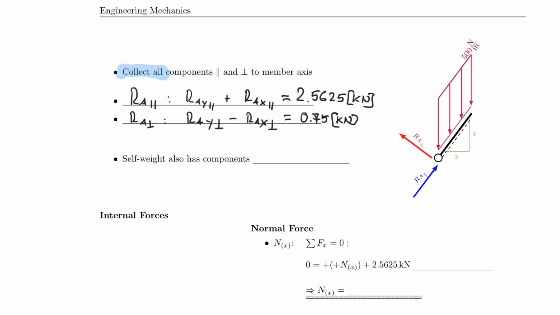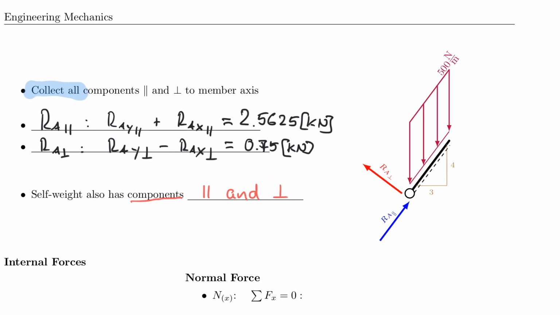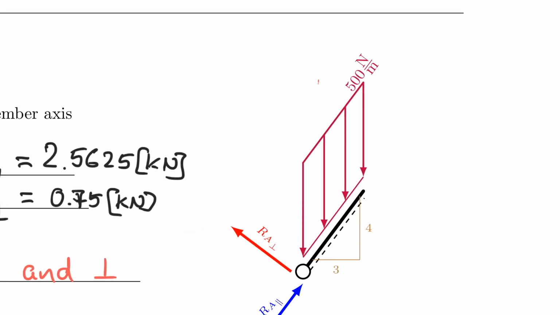So that is all nice, except let's keep in mind that self-weight also has components that are parallel and that are perpendicular. So we now have to also break those down, and what we effectively will be doing is we will have a vertical force that of course is the hypotenuse, which is 5. Then we have a parallel component, so this is, let's call it F parallel, and then we have a perpendicular component, so this is F perpendicular.